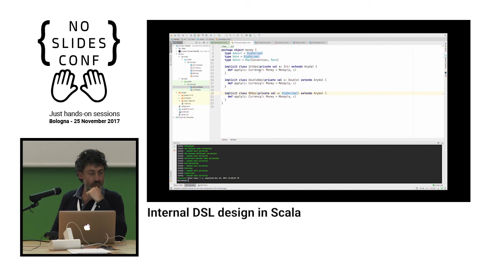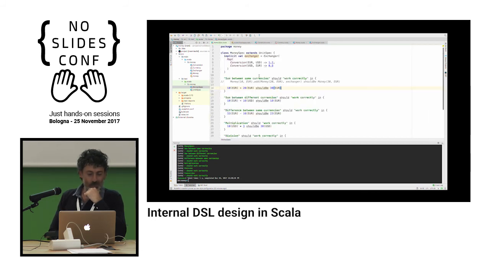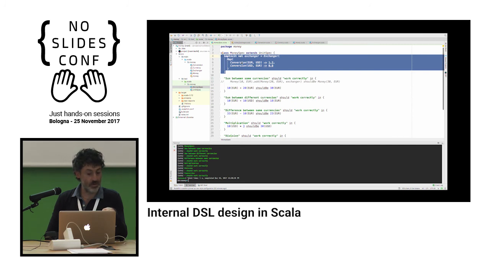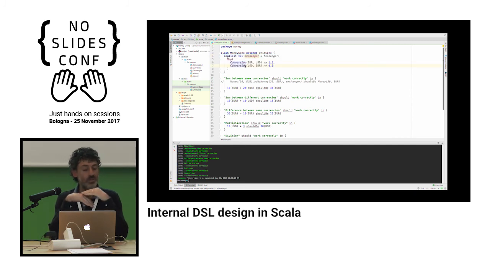The algorithm for the implicit resolution in Scala is so complex and out of the scope of this talk, of course. Anyway, the first place where it looks is, of course, the internal scope. Then it will go to the companion object of the types and so on, until it reaches the point where it didn't find the implicit and it gives you an error like before.